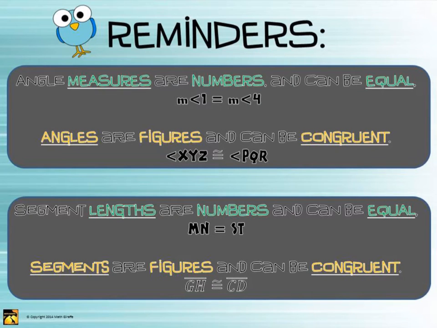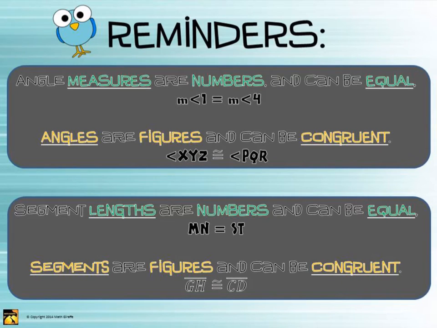Couple reminders. Angle measures are numbers and can be equal, but angles are figures and can only be congruent. So your big thing here is this M. If you're using an M in front of an angle symbol, that is talking about a measure, and those need to have an equal sign because that is an actual number that you're trying to represent there. Whereas if you do not have the M in front of this angle, you're talking about the figure, and so you need to use the congruent symbol instead of the equal symbol.